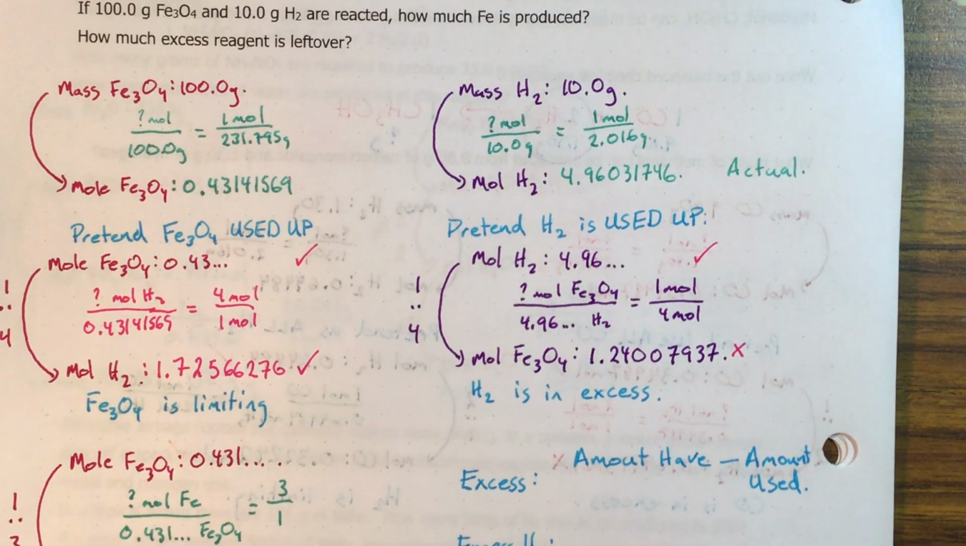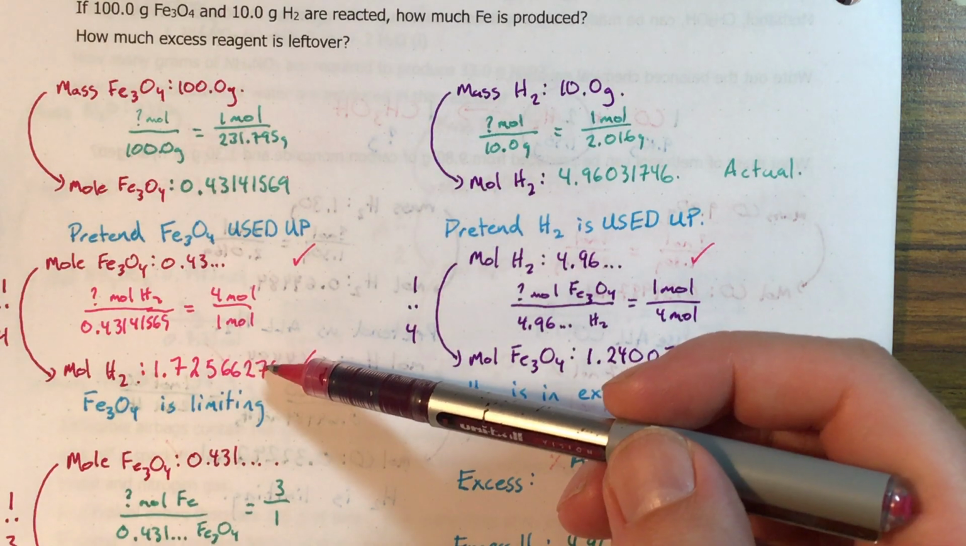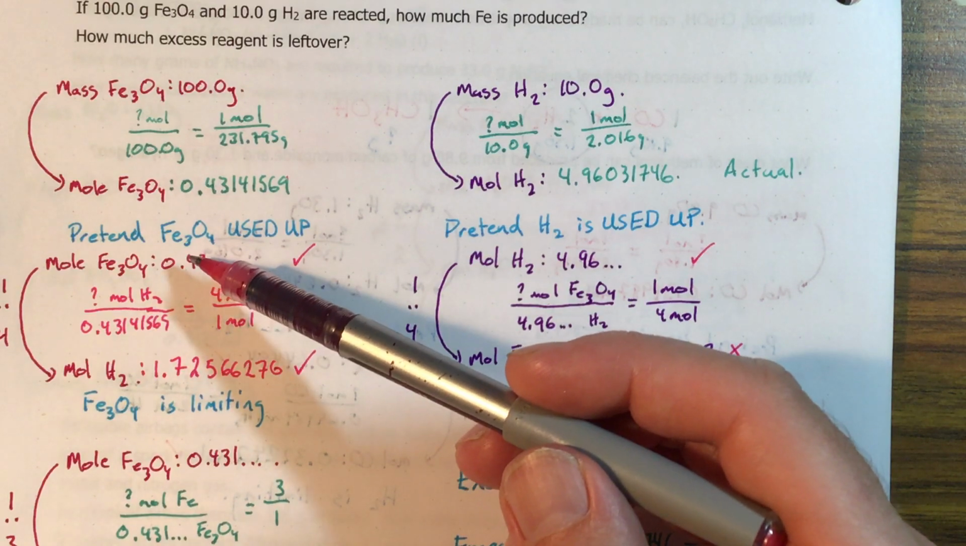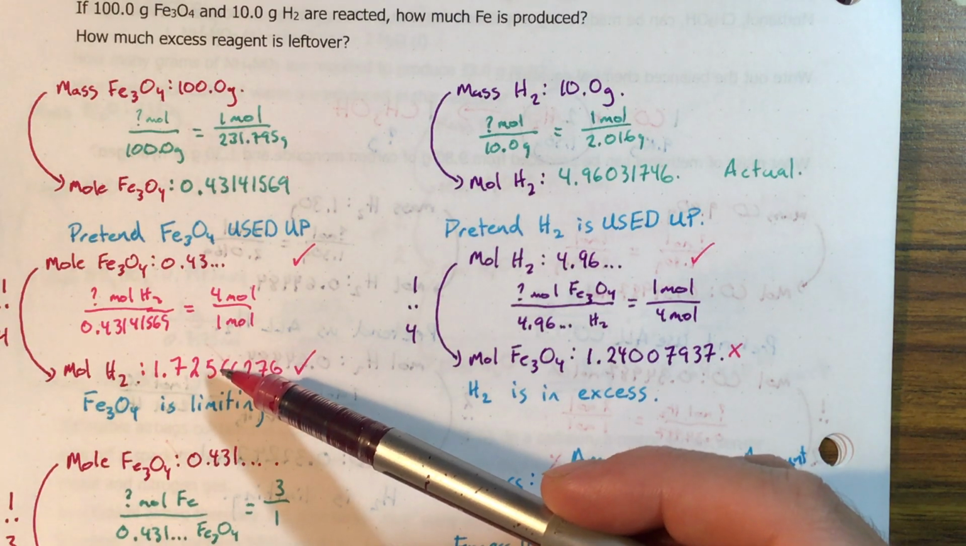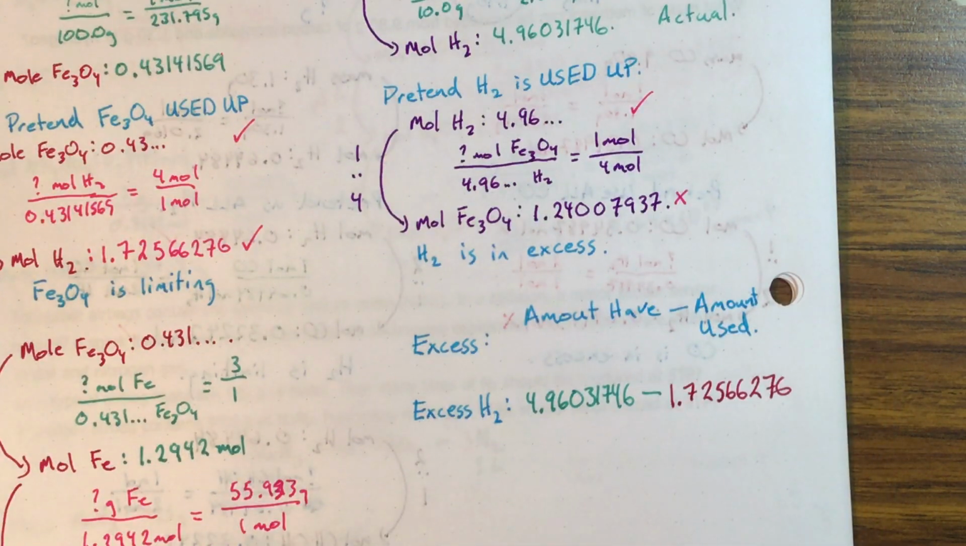So we have 4.96031746 moles. Subtract. How much did we use up? Well, we used up this much over here from our working side, right? This side worked, so we used up all of our Fe3O4, and to use up all of our Fe3O4, we used up this many moles of H2. So we take away 1.72566 to get the amount of our excess H2, and this answer will be in moles.